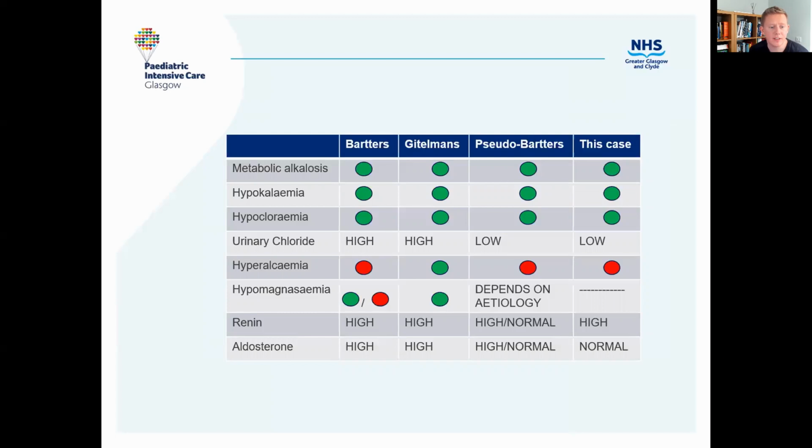And in our case, the renin was high and the aldosterone was normal, which might be a little bit surprising when you think that they were hypovolemic. So we'll come back to that.